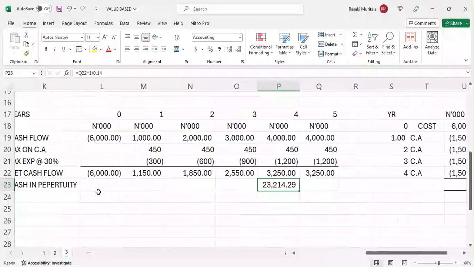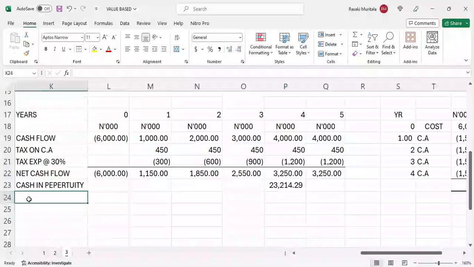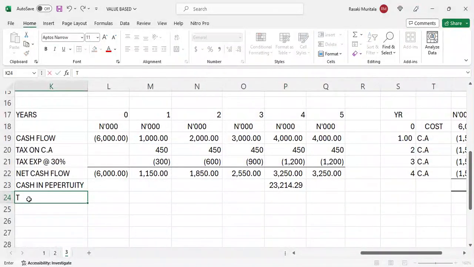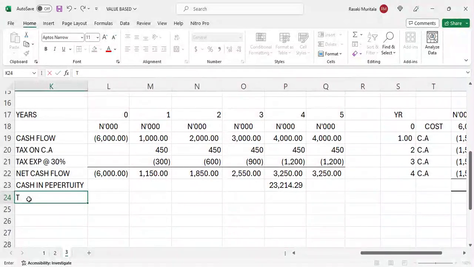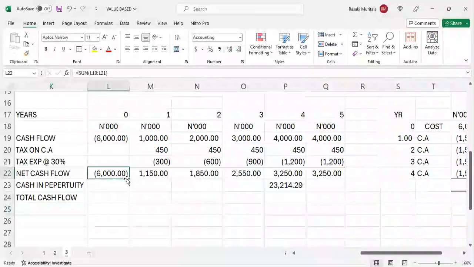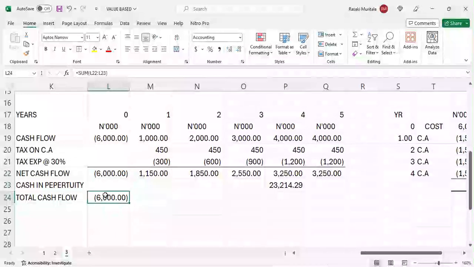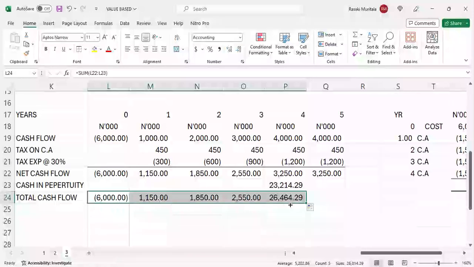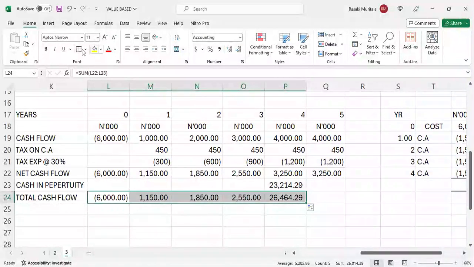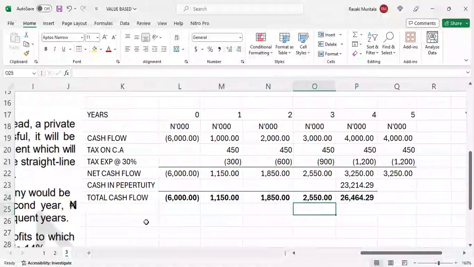So therefore, if we are now summing up the net cash flow again, the total cash flow, we're now going to have this sum up to 6 million. And if I drag this down, it sums up to everything. Everything must end this time at the end of year 4, because that is the projection that the company has done. So what do we do next?